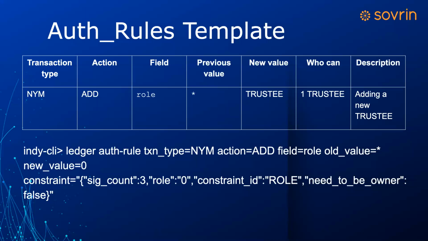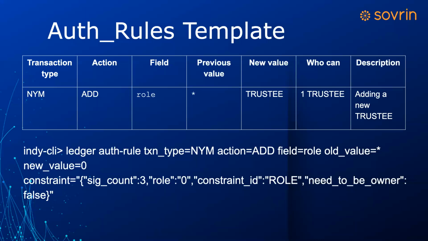That's when I said where I kept it at one trustee, so I didn't have to ask. So on the builder net, the previous value would be a transition state for the actual transaction value changing. It's not a transition state for the actual auth rule, right?